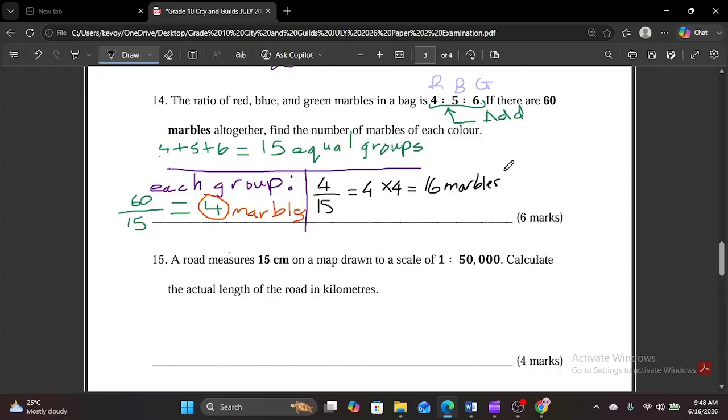All right. What about the person who took 5 out of the 15 groups? That's going to be equal to 5, because he took 5 groups, and in each of the 5 groups there are 4 marbles. So 5 times 4 is going to be 20 marbles.